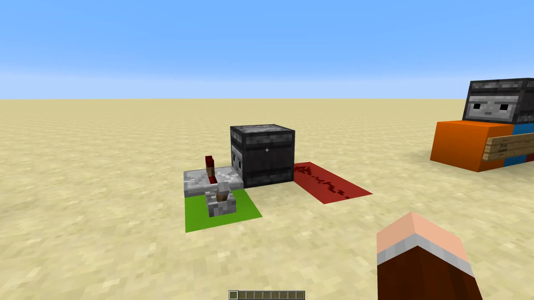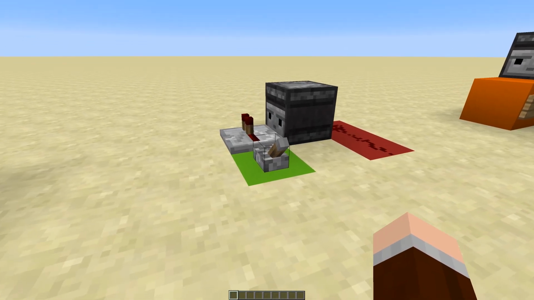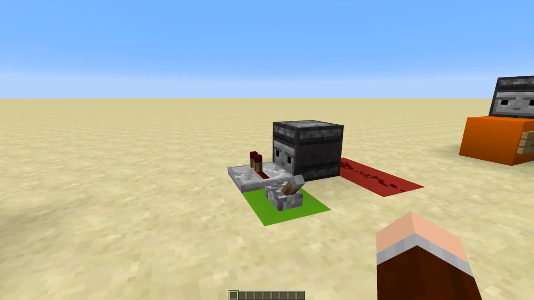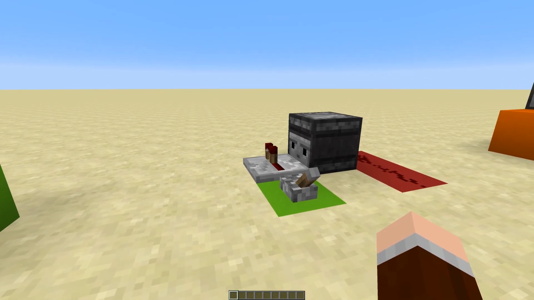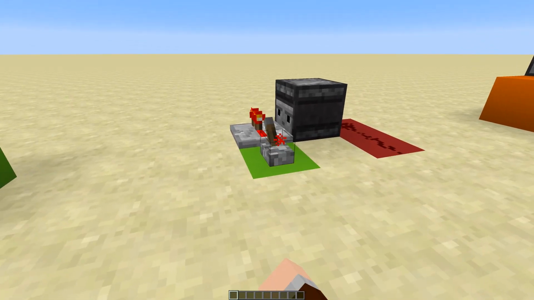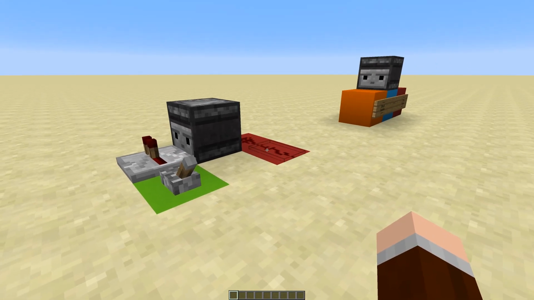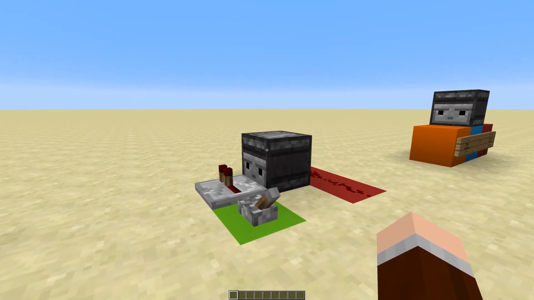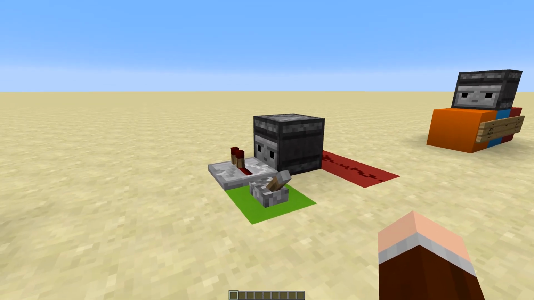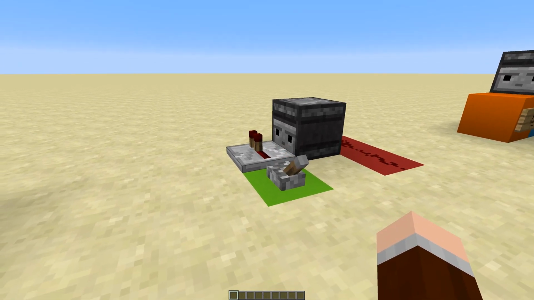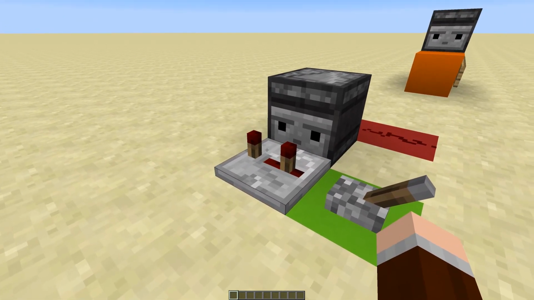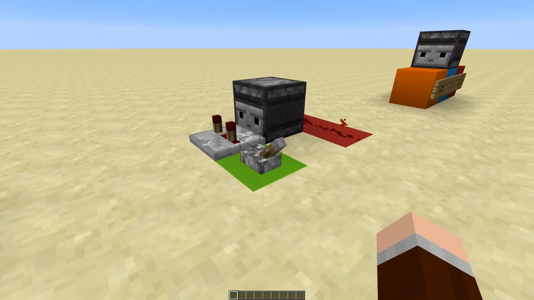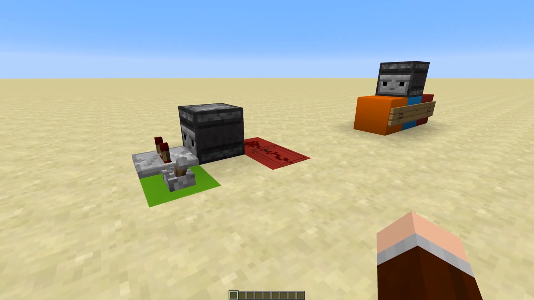Now, the observer does have some form of cooldown. If I do this, it looks like two updates, doesn't it? The repeater turns on, and then it turns back off. But if we look here, it's only one redstone tick. Sorry, it's only one redstone pulse. That means that the observer cannot really catch up with the speed of this update here. This changes when the repeater is set to 3 ticks or more. When I do this now, as you can see, we get 2 pulses.